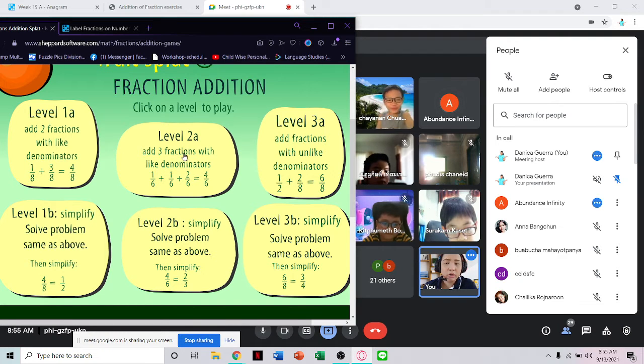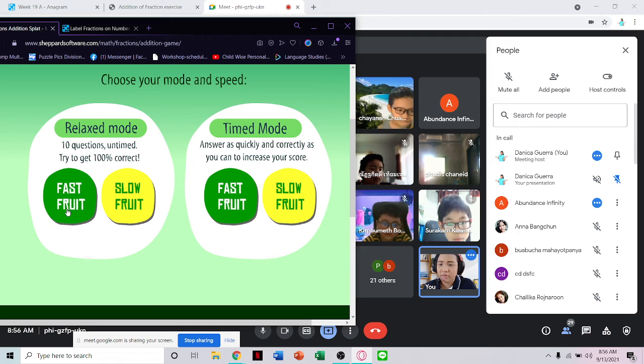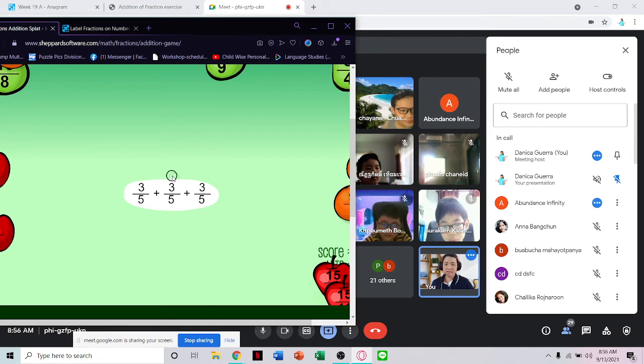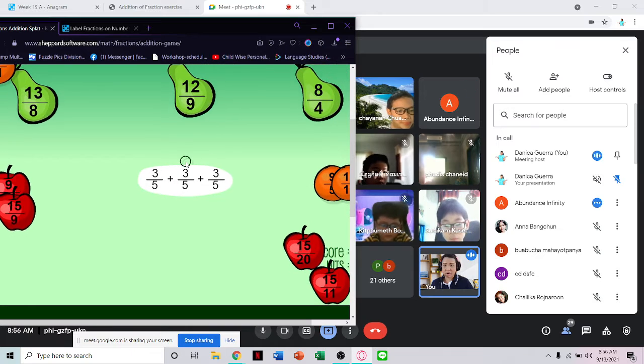Okay. Now you can do the game again, but this time let's do level 2A. This time you have 3 fractions. Okay, 3 fractions, but they still have the same denominator. Let's do it. Fast food also. Do you see mine? Yes, you have 3 fractions.